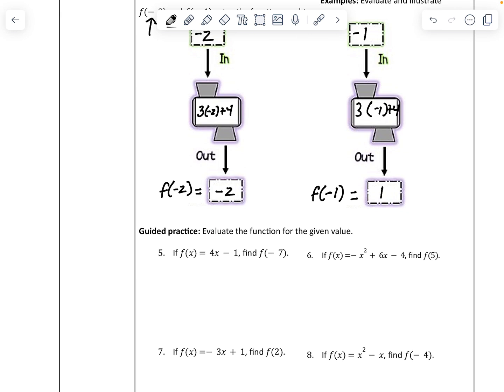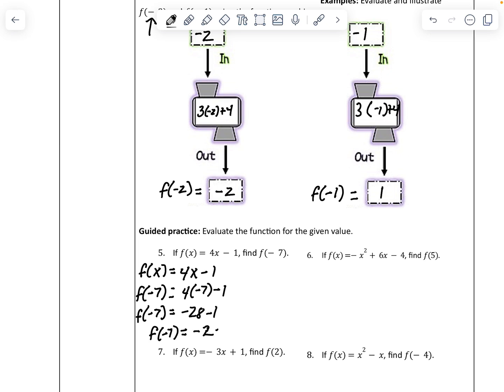So f of x equals 4x minus 1. So now our problem is to find f of -7. So wherever we see the x, we're going to put a -7 instead and see what f of -7 equals. What is our output? Well, we're going to have -28 minus 1. So f of -7 equals -29.